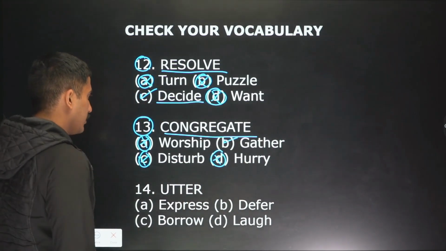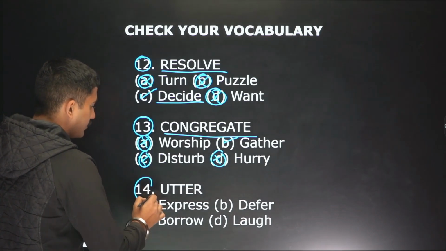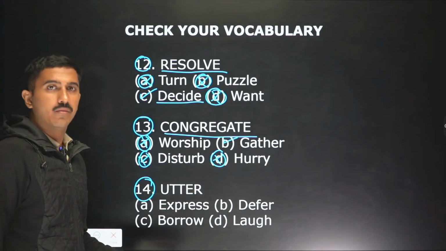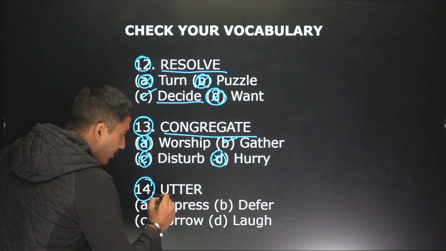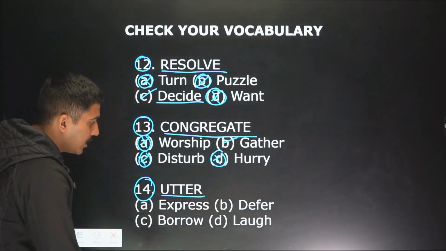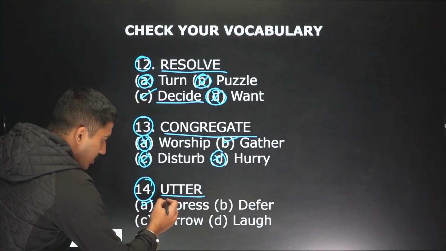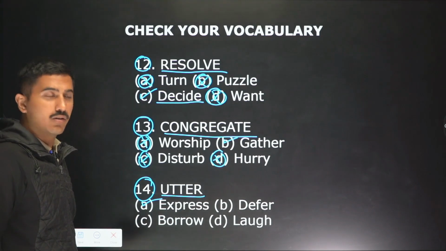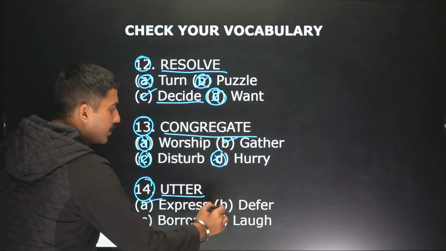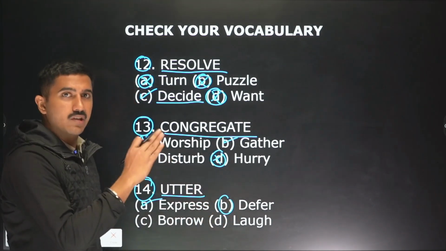Clear? All right. The next word we have is utter. Again, a very similar word, a very simple word. Uttering something, right? Now, to utter something, obviously it means to express something. Quite clear. I didn't have to even look at the other options because the first option was correct.